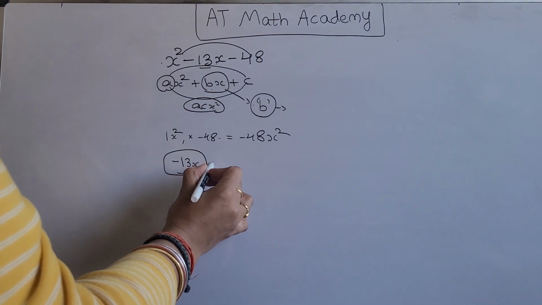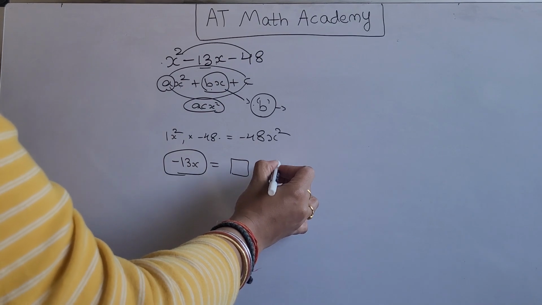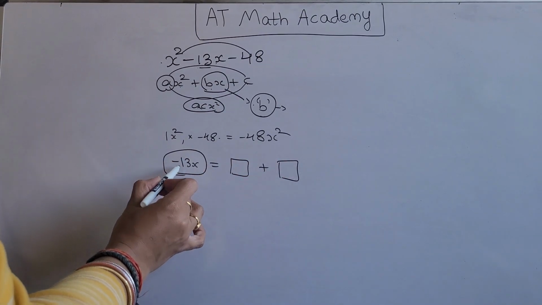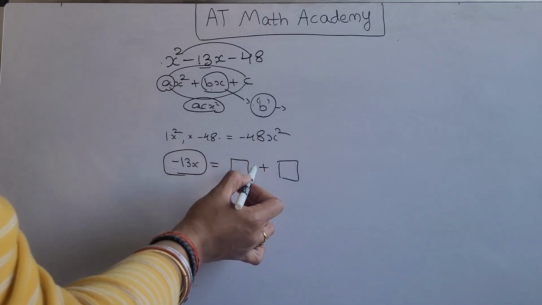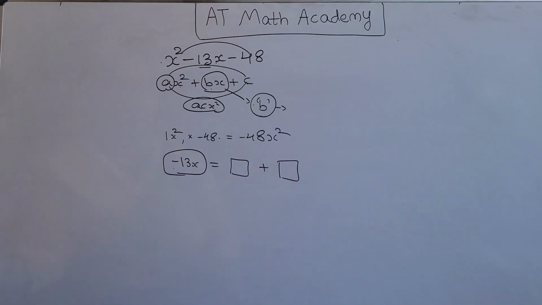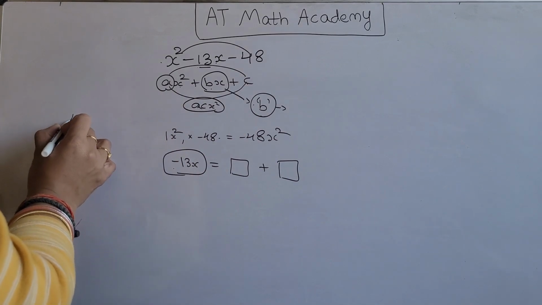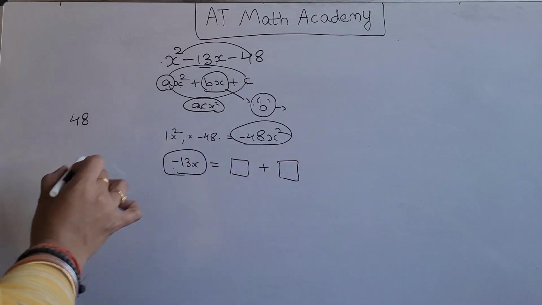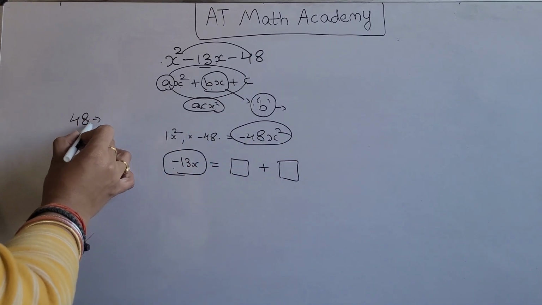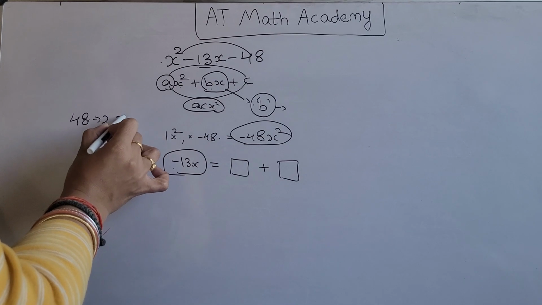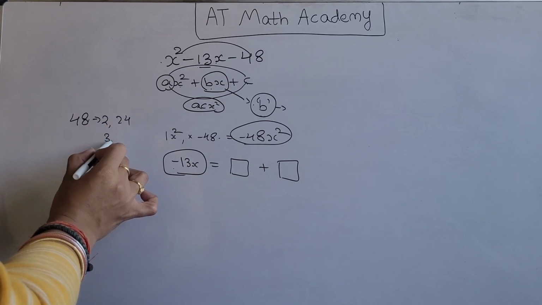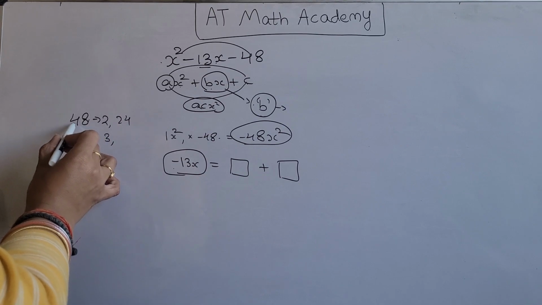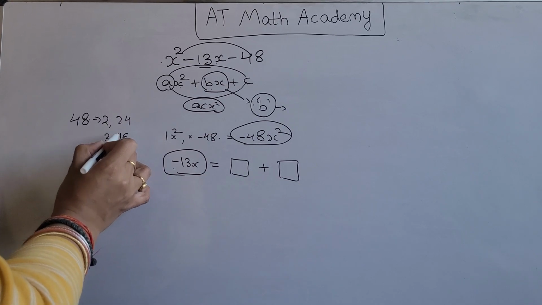So I need to take two numbers such that when I add them, I get minus 13x, and when I multiply them, I get minus 48x squared. Let's take 48, because when I multiply I need to get minus 48x squared. The factor pairs of 48 are 2 and 24 in the 2 table, and in the 3 table, 3 and 16.